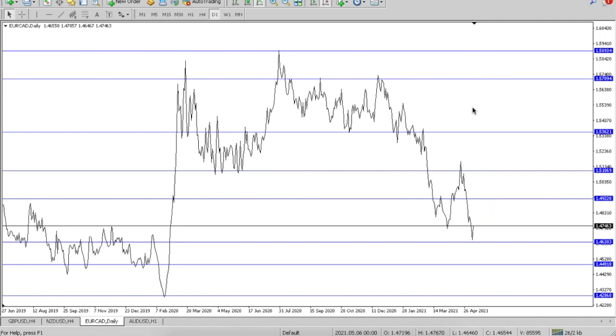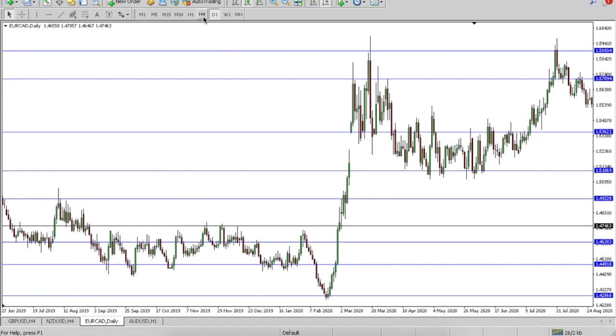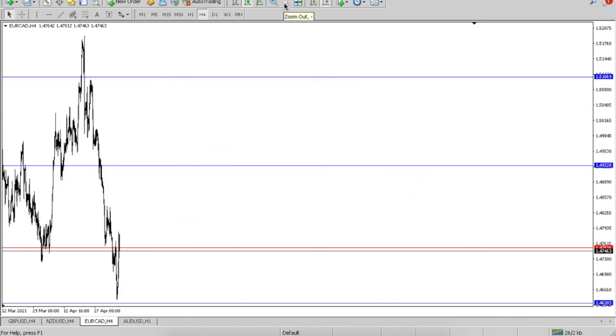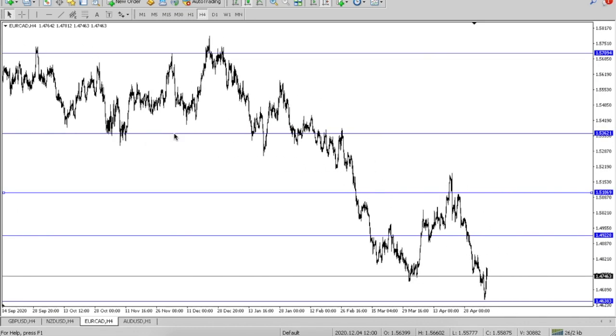Our daily time frame is telling us that price was rejected on this support level of 1.46383, so it's going to move from that support to that resistance up there. Now we can go to our H4, where we're trying to establish the direction of the trend. As we can see, the direction of our trend is still a strong downtrend, so that means we'll be looking for selling opportunities.